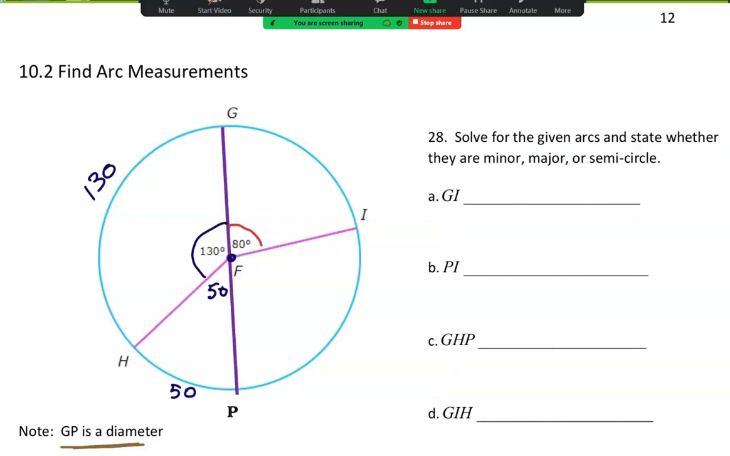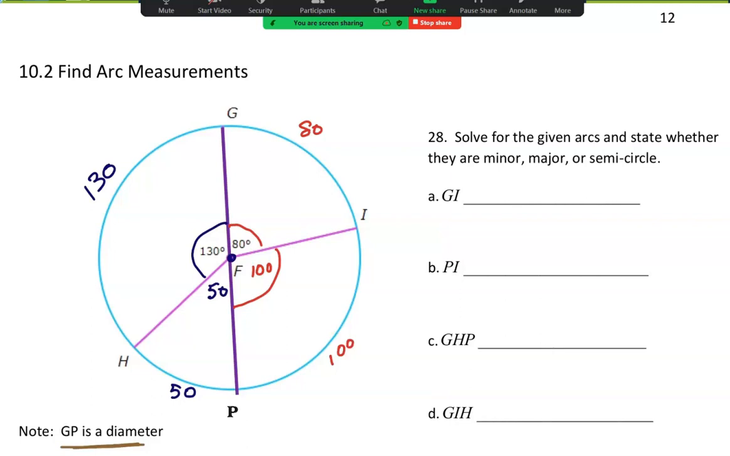80 degrees is here. That means outside is 80 degrees. If that's 80 and it's on the other side of the circle, this has to be 100 so that you have 180 on that side of the circle, and that makes this 100. Okay, so since I've done all of those things, I can now read the question.